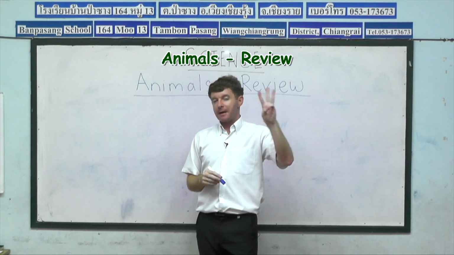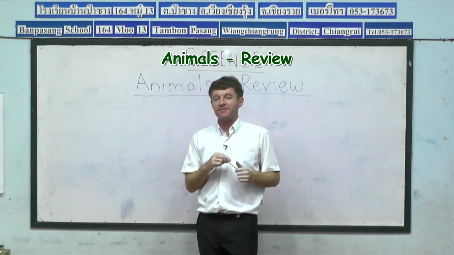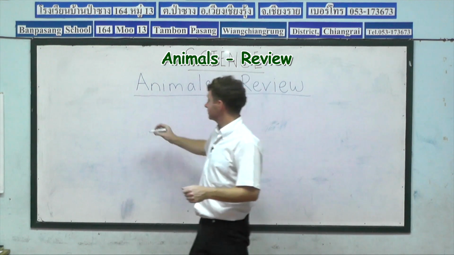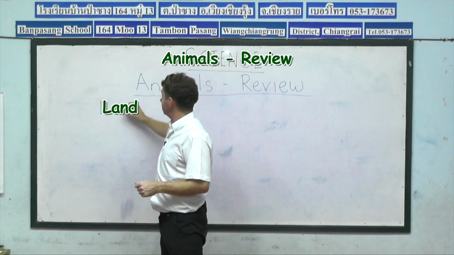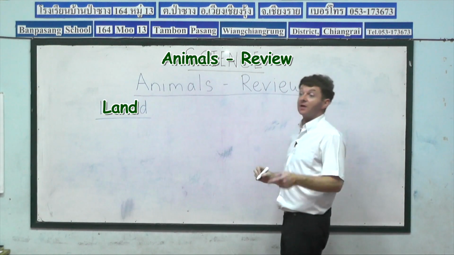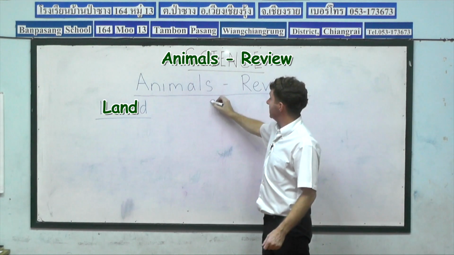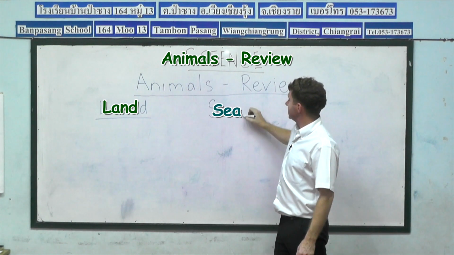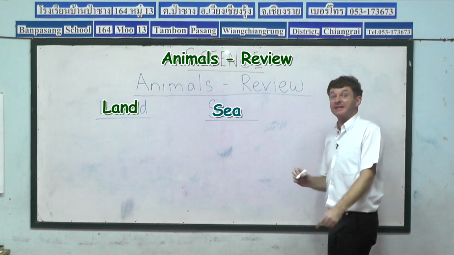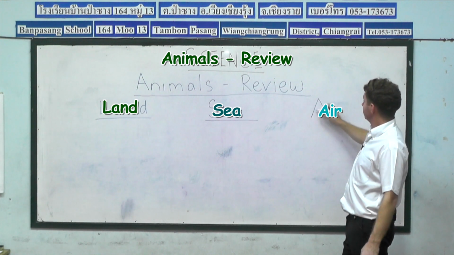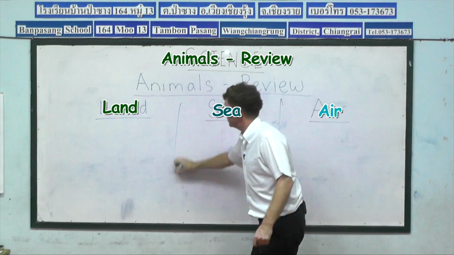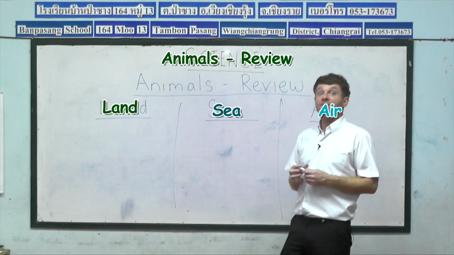And there were 3 main places where we can find animals on planet Earth. Does anybody remember? Land, yes, we call them land animals. So we have land, L-A-N-D. And then another place in the sea. Yes, we can call them sea animals. S-E-A. And then the third place, if we look up, we will see animals in the air. A-I-R. So our three different places we have land, sea, and air.